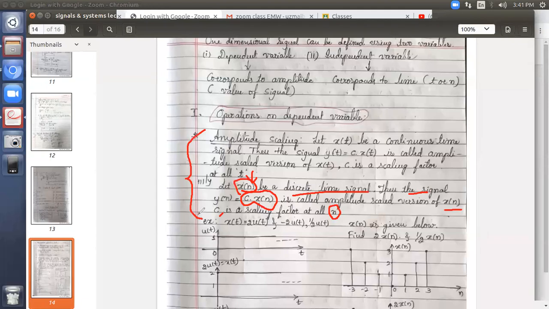Let us see this amplitude scaling with one example. Okay, I'll show you here.